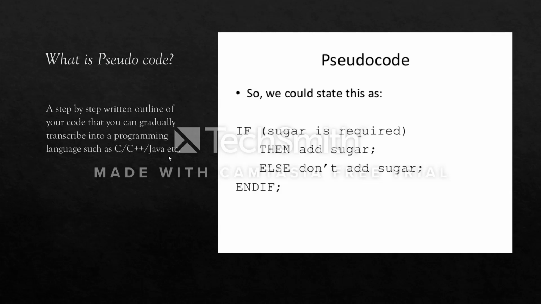The condition is: if sugar is required, then you add sugar, else you don't add sugar. Let's say you're making a recipe and you want to add sugar, but you don't know whether to add sugar or not. When you look at the manual or instruction, you think that if you want to add sugar to the recipe, then you need to add sugar. If it is not required, then you don't add sugar to the recipe.